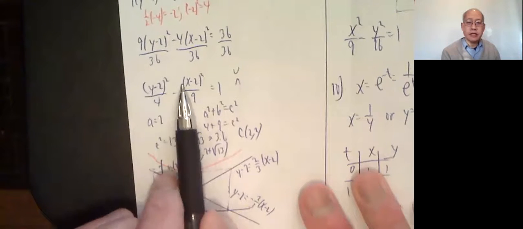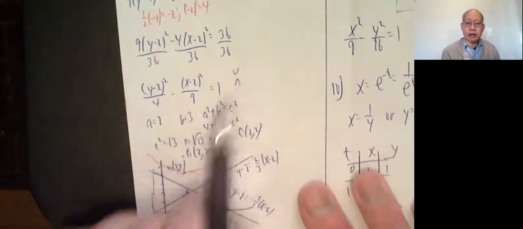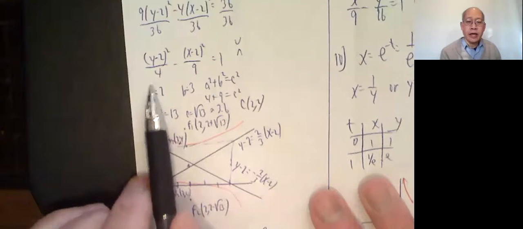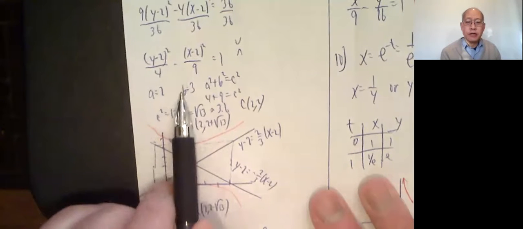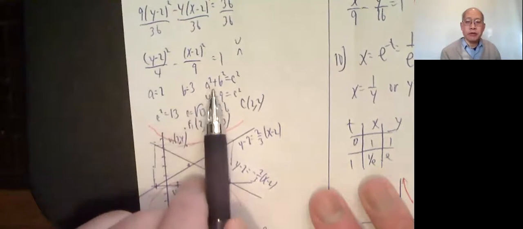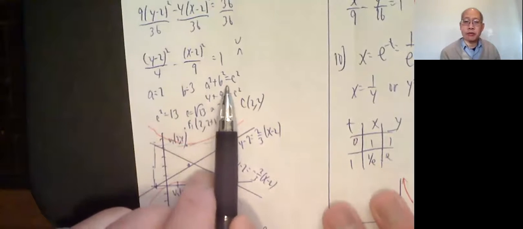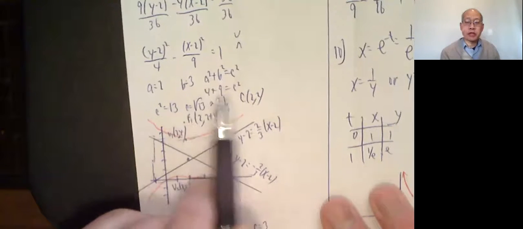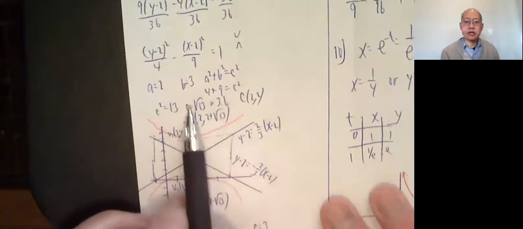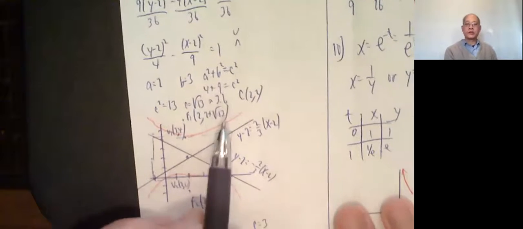Y is first, x is second, so it's an up and down type of hyperbola. A is the square root of 4, which is 2. B is the square root of 9, which is 3. A squared plus b squared equals c squared for the hyperbola. So that gives me 4 plus 9 is c squared. C squared is 13. C is radical 13, 3.6.